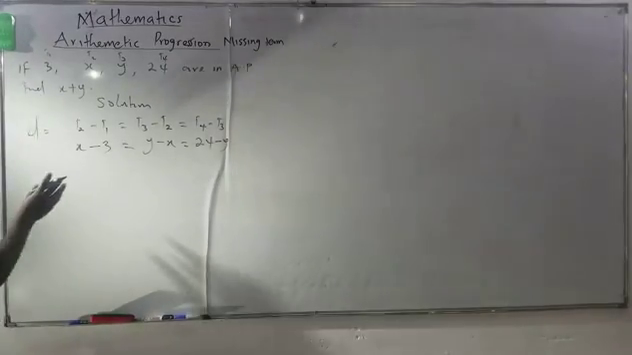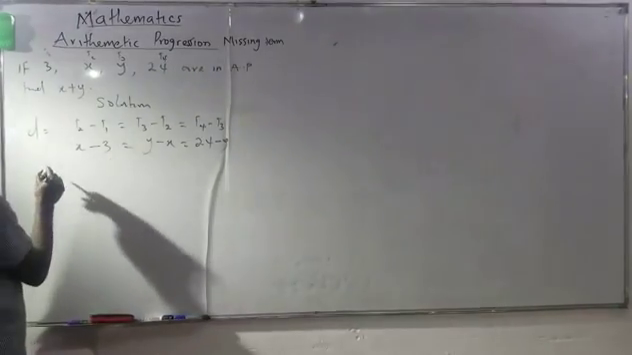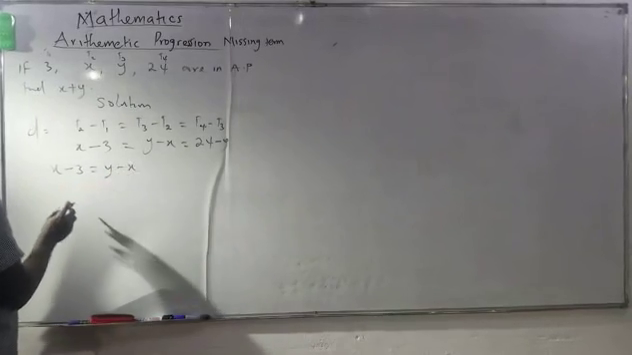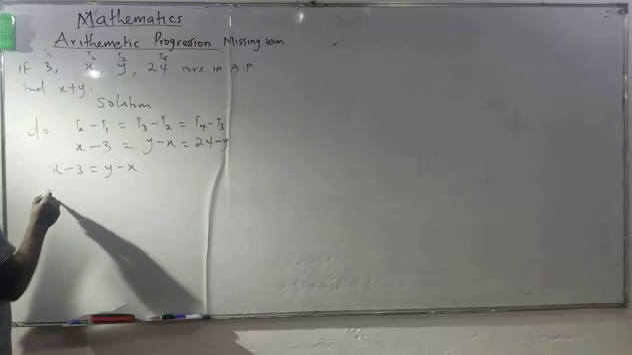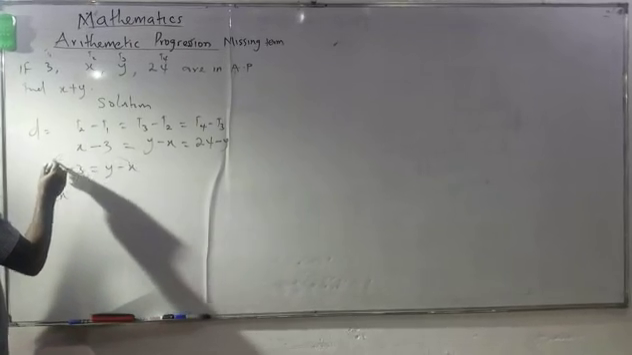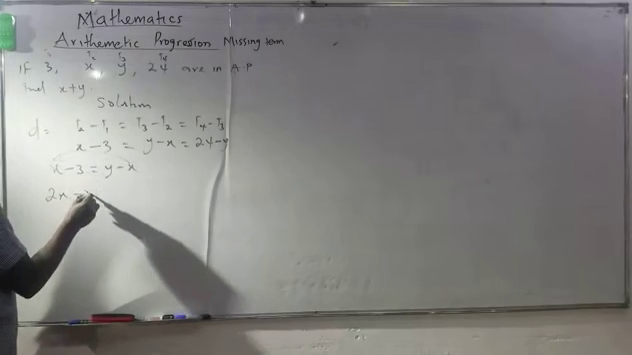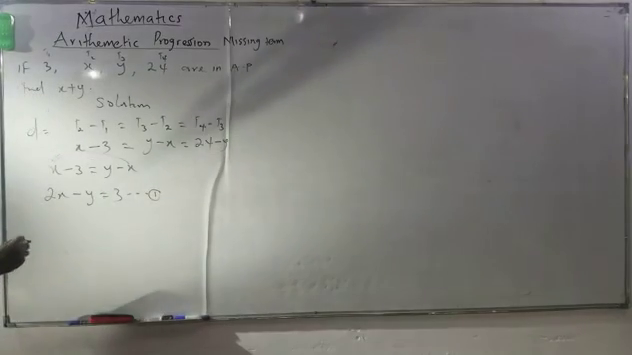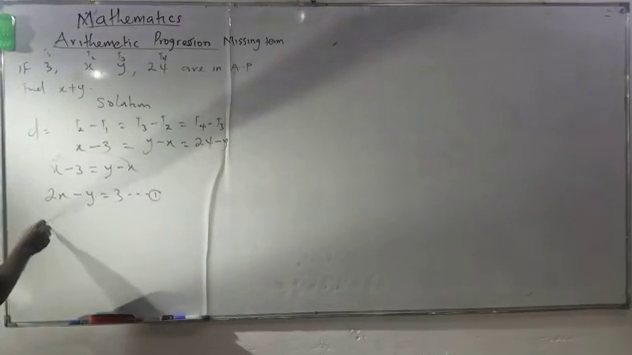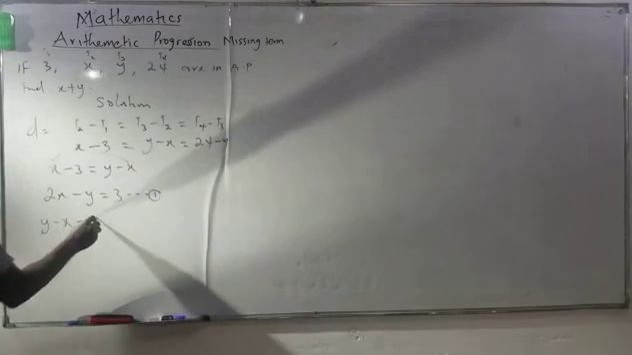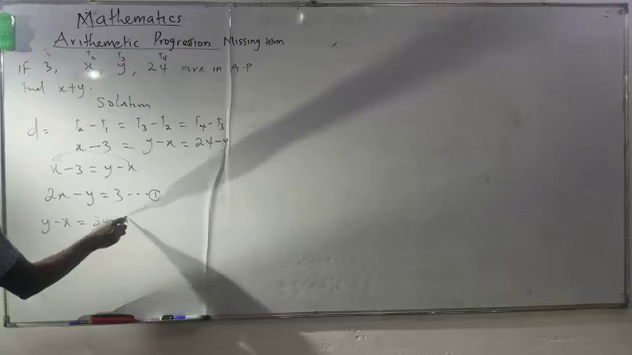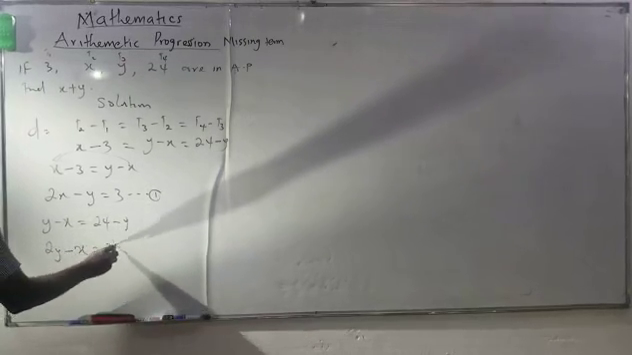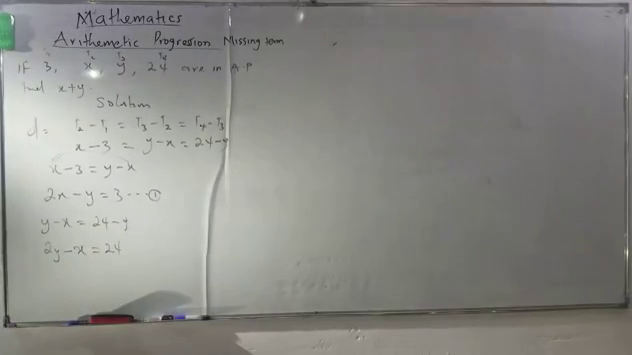Now, it means I can have one simple equation by saying x minus 3 equals y minus x, which is, I can say that 2x minus y equals 3, equation 1. And also, I can say that y minus x equals 24 minus y, which gives 2y minus x equals 24. Can you see how simple it is?